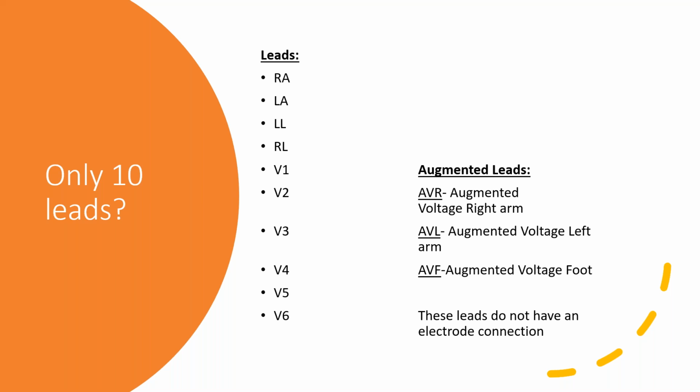We have what's called augmented leads. The augmented leads are the AVR, AVL, and AVF. So the augmented AVR is augmented voltage at the right arm, AVL is augmented voltage at the left arm, and then AVF is augmented voltage at the foot. These leads do not have an electrode connection, so they're calculated based off of those other leads. There's actually no AVL, AVR, AVF. If you're looking at the lead wires on your ECG box, you're never going to find those. It's all calculated. So we only have 10 leads, but that makes a 12 lead ECG. And we're only looking really at nine of those leads because one of them is our reference lead, our RL. So we're looking at 9 leads plus the augmented leads equals 12.